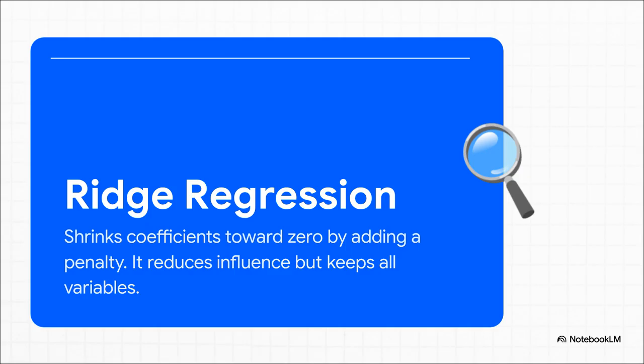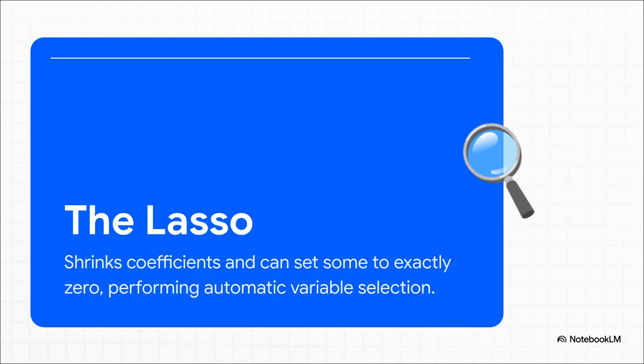Think of it like a circular leash, pulling the solution back from the extremes, making the whole model more stable. The lasso, though, is a bit more ruthless. It also shrinks all the coefficients, but its penalty function creates a different kind of leash, one that's shaped like a diamond. And because of those sharp corners on the diamond, it's very likely that the best solution will land smack on one of those corners, forcing a coefficient to be exactly zero.